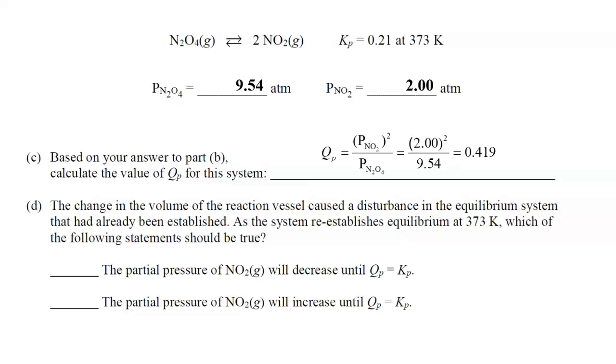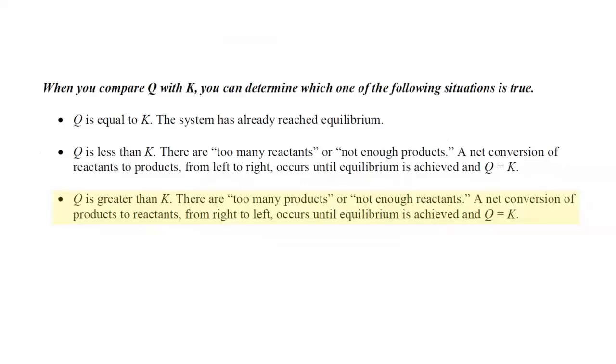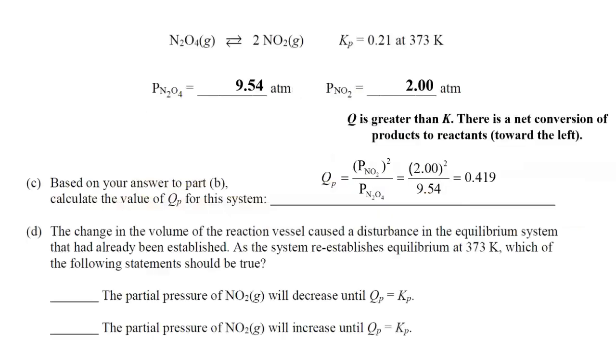So compare 0.419 with the Kp, which is 0.21. So you can see that Q at this moment is larger than K. And when Q is greater than K, there will be a net conversion of products to reactants from right to left until eventually equilibrium is reestablished and Q equals K. So because there's going to be a net conversion from right to left, from products to reactants, what's going to happen to the partial pressure of NO2?